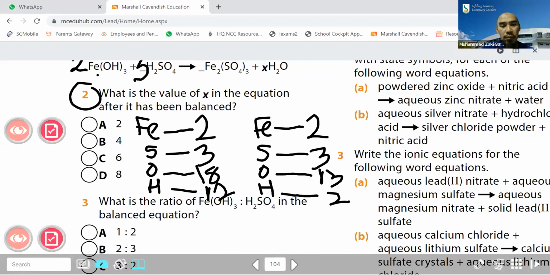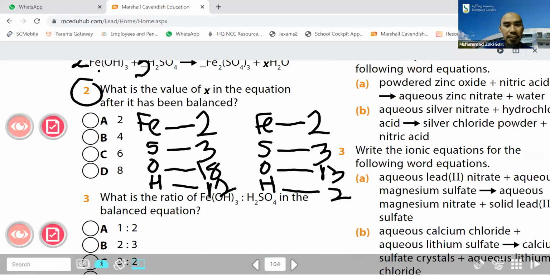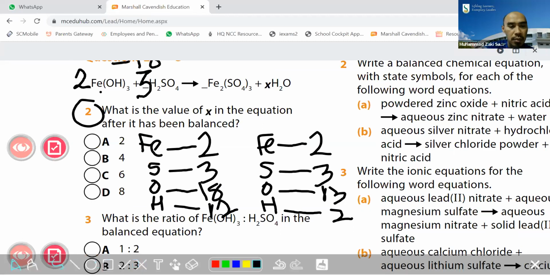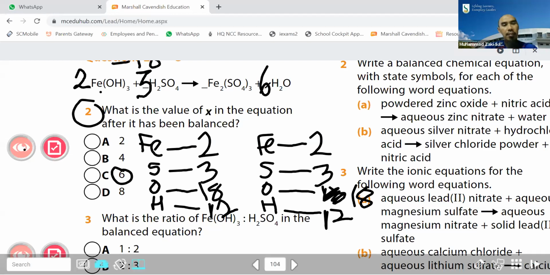By looking at the hydrogen, looks like 6 for X looks suitable. Okay, let's put 6 here. See what happens. So 6 times 2, 12 hydrogen. Then oxygen, be careful. There's a 12 plus 6 is 18. So balanced. So the answer should be C, right? Yeah, C is the answer.